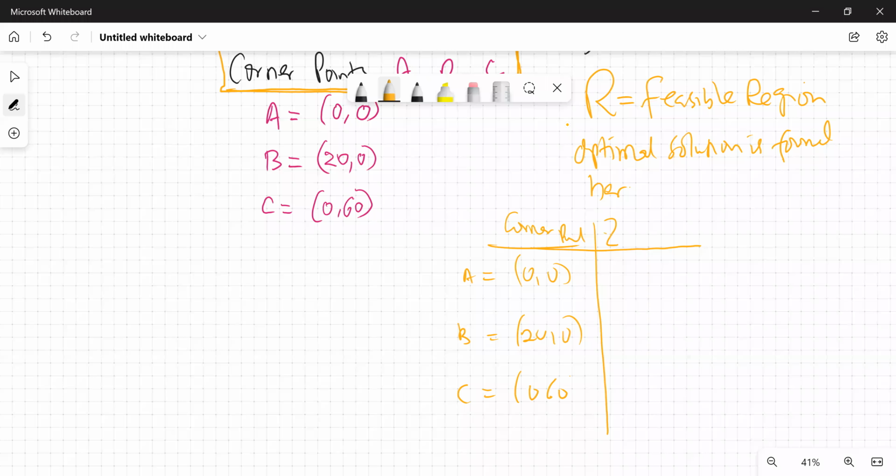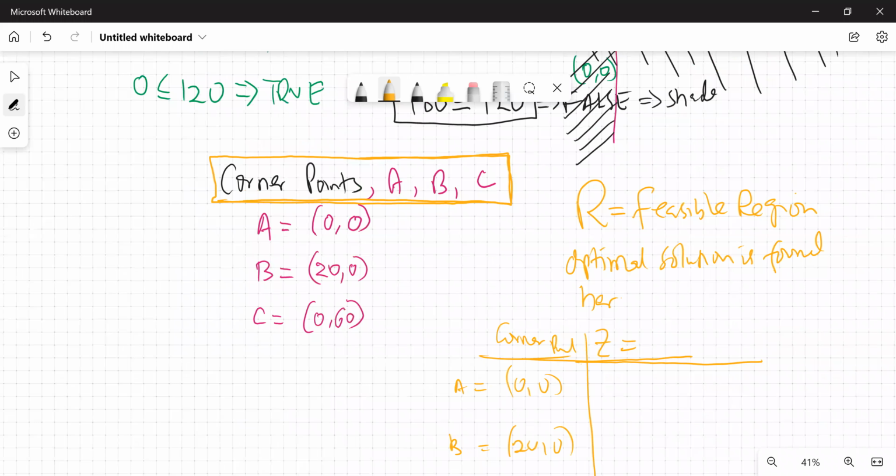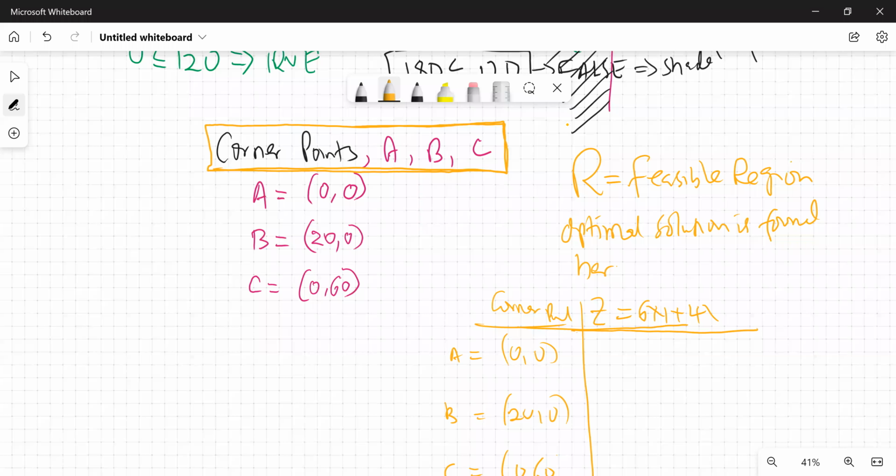Then you evaluate the value of the objective function. Remember, the objective function is 6x1 plus 4x2. Because this is profit, we are maximizing it. So you want to see the value of the objective function when you substitute those corner points. In the first case, Z will be equal to 6(0) plus 4(0), so profit will be 0. Of course, you don't want that scenario, but at least we are not making losses.